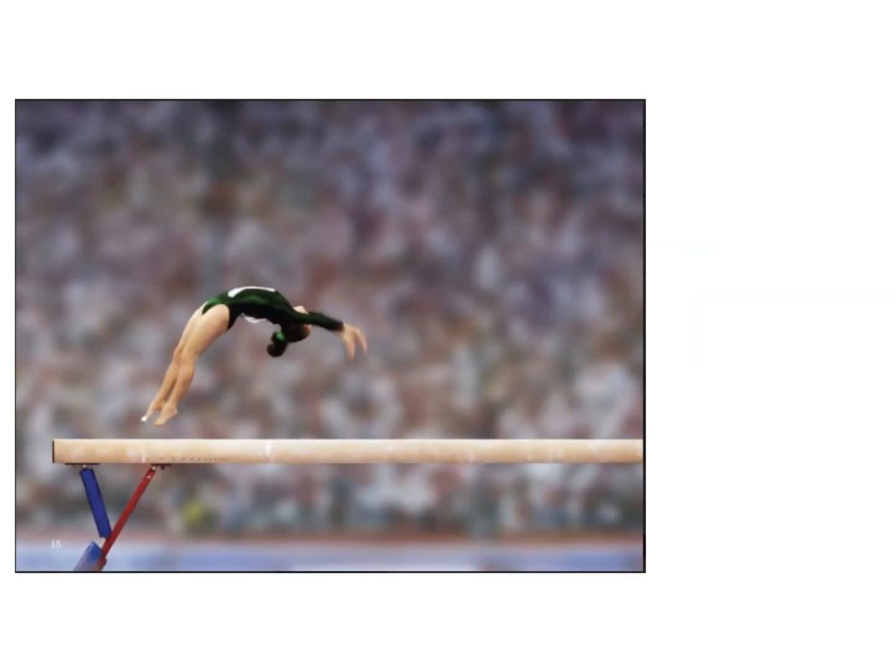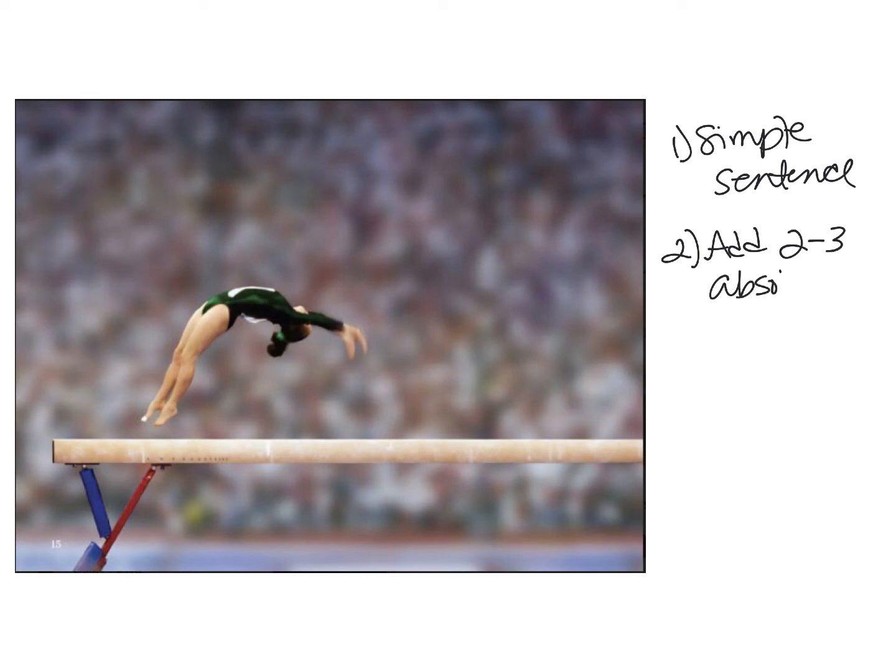All right, now, here's your final picture. You see this gymnast. You're going to start with a simple sentence. What's happening here on this balance beam? What's the gymnast doing? So remember, you want to think about nouns, right? So the gymnast is flipping in front of the crowd. The gymnast is reaching toward the beam. And then you're going to add 2 to 3 absolutes. And then you're going to add prep phrases.